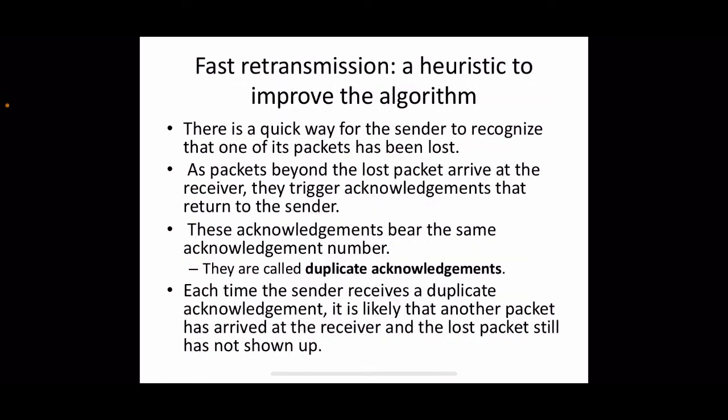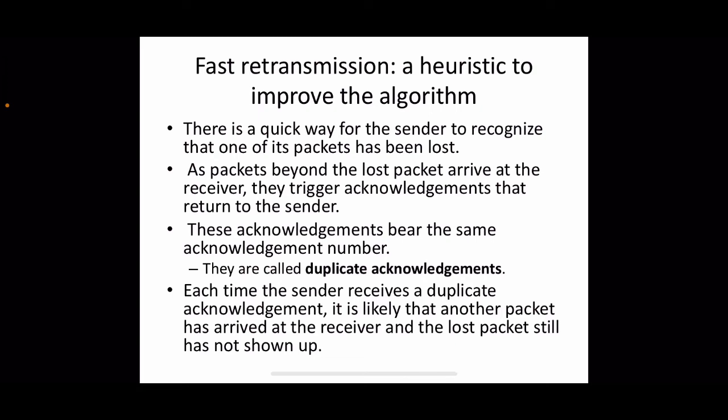Now let us see an improvement over this additive increase multiplicative decrease algorithm using a heuristic. That is called fast retransmission. Let us see how this improvement can be done, or what the heuristic behind it is. There is a quick way for the sender to recognize that one of its packets has been lost. So far we have seen that the sender will understand about packet loss only at the time of timeout, right? When a sender sends a packet and receives no acknowledgement within the timer expiry time, it understands that its packet is lost.